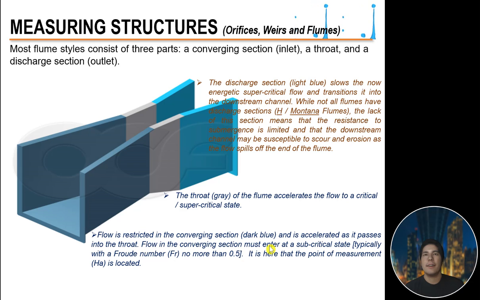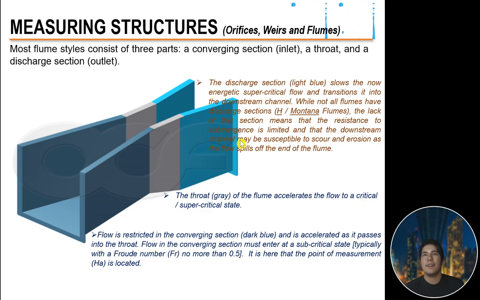So flow in the convergence section must enter at a subcritical state, typically with a Froude number no more than 0.5. So it is here that the point of measurement Ha is located. So dito natin nakukuha yung value ng Ha. So dito sa throat naman is to accelerate the flow to a critical or supercritical state.